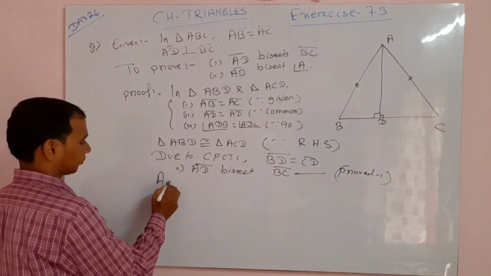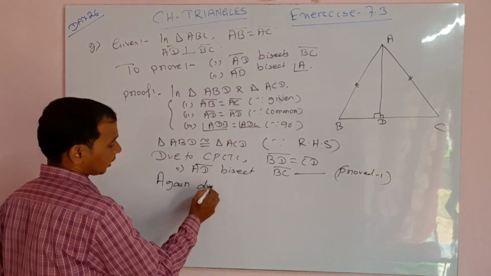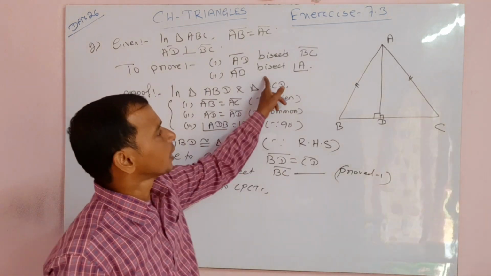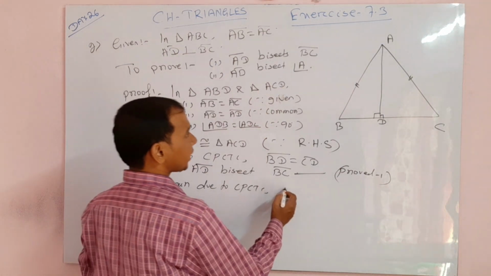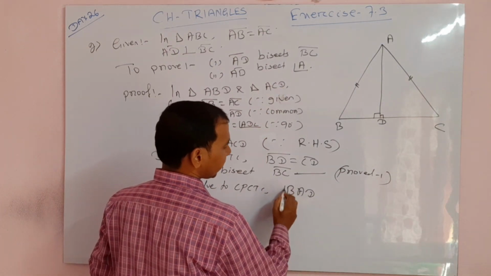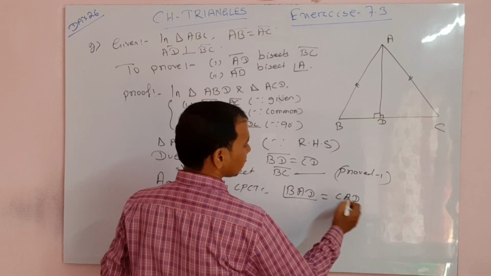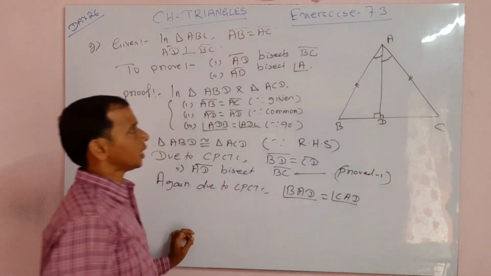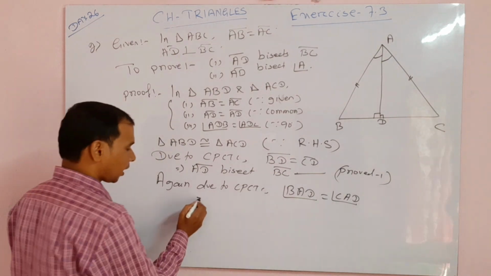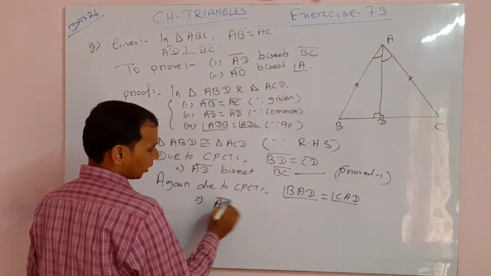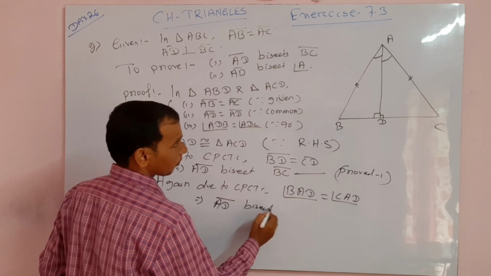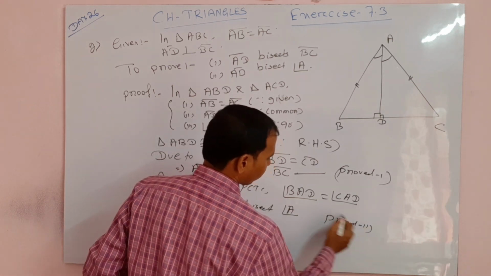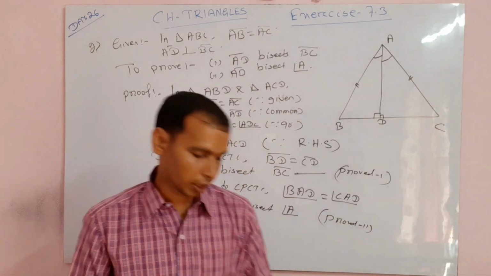Again, due to CPCTC, mark here angle BAD equal to angle CAD. This one, angle BAD equal to angle CAD. Okay, implies AD bisects angle A. This one is proved 2. Confirm this. Okay, next.